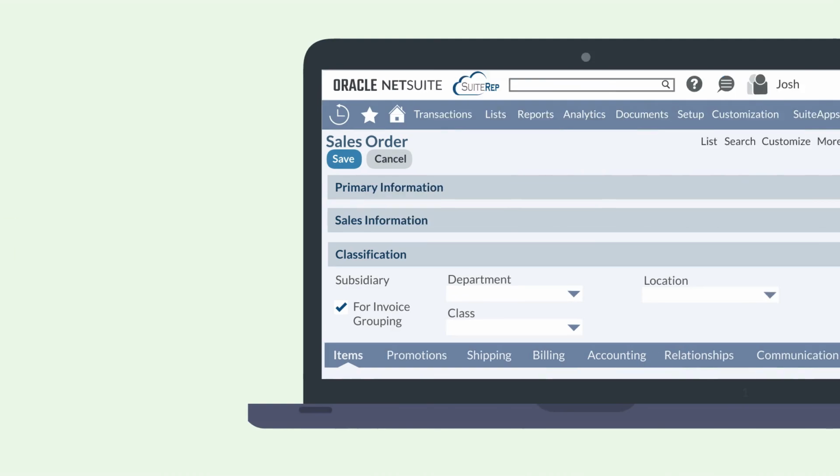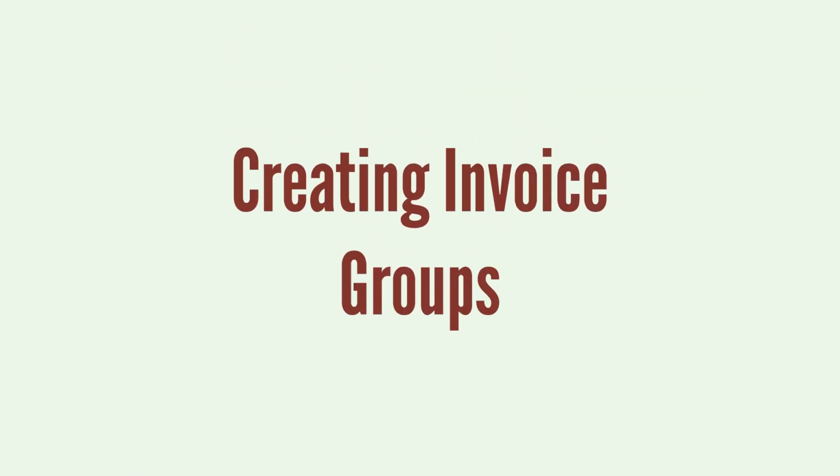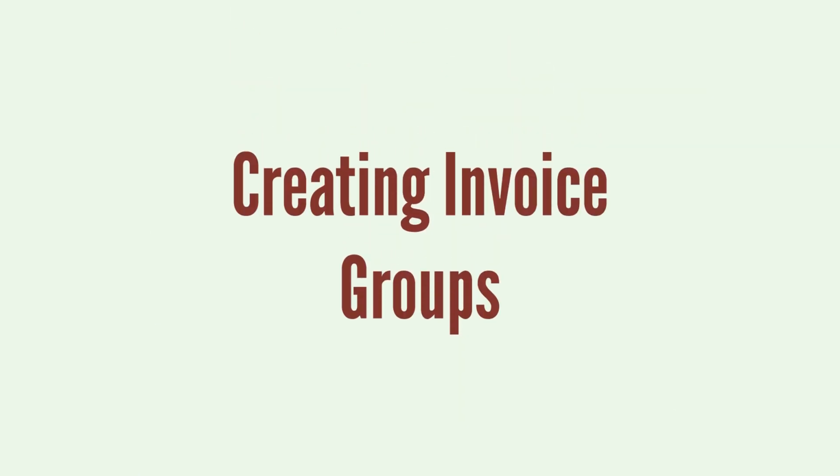When you select a customer that has been designated for invoice grouping on a new sales order, the checkbox for invoice grouping under the classification field group will be automatically checked. Saving a sales order that has this box selected will ensure that the sales order is eligible for invoice grouping. Note, however, that simply having the checkbox checked does not automatically cause the sales order to be placed in an invoice group. How does NetSuite know which invoices to group together?